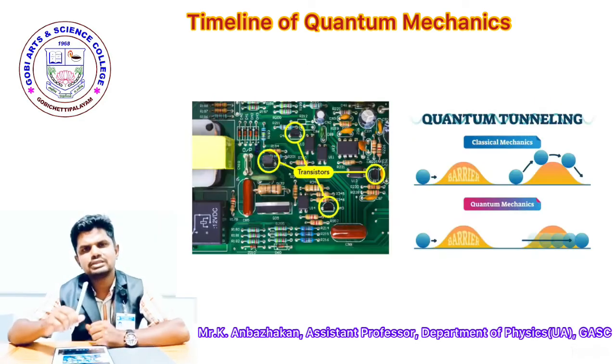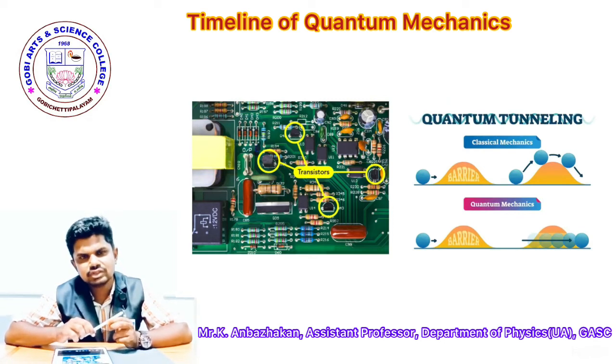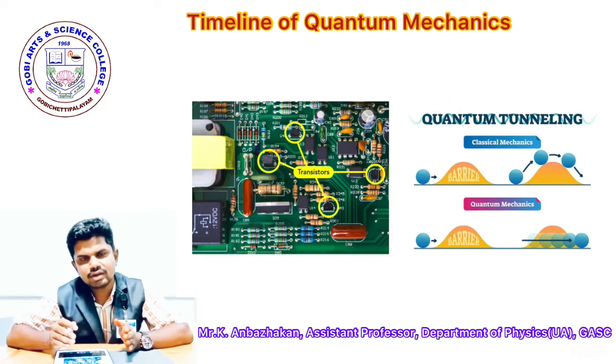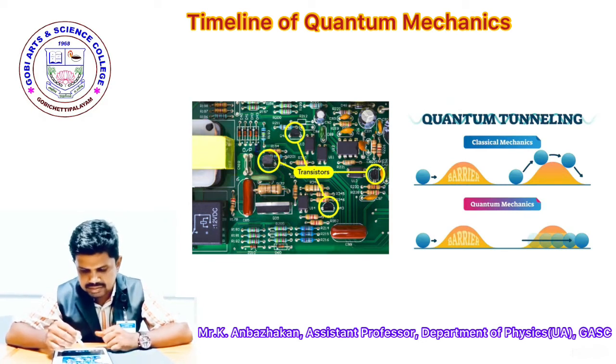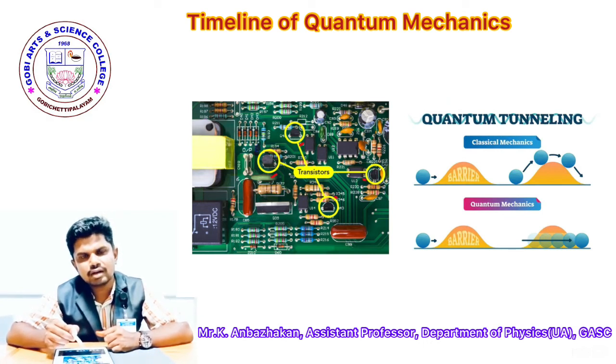Nowadays, quantum mechanics is witnessed almost everywhere. For example, the bulb in your home or the electronic device which you are using to view this class works based upon quantum mechanical effects. Electronic items like capacitors and transistors, whatever you see in a circuit, all work based on the principles of quantum mechanics.